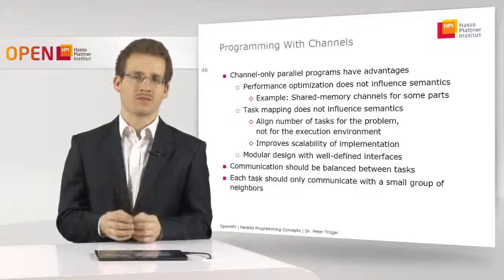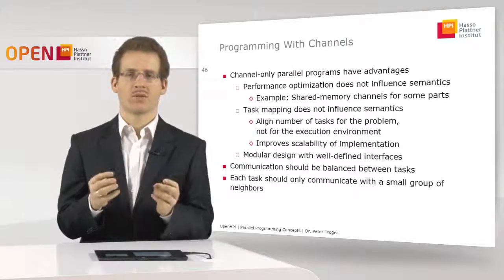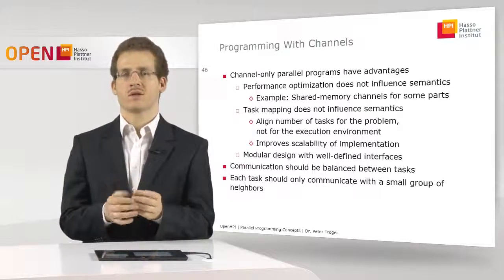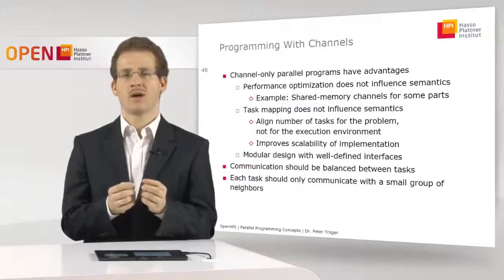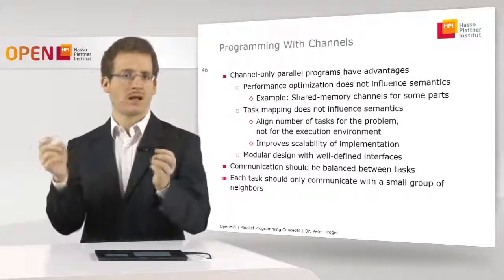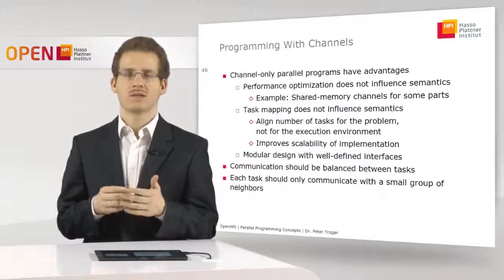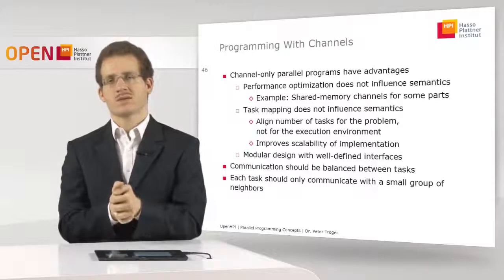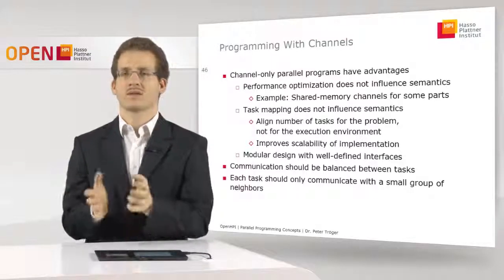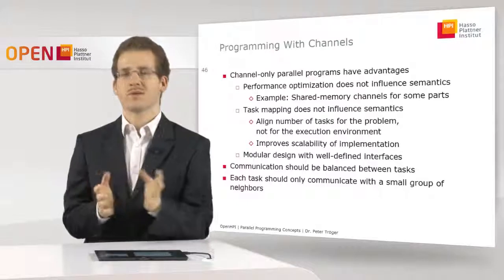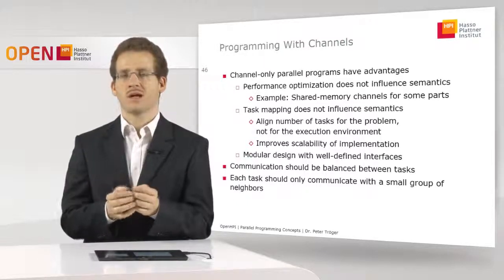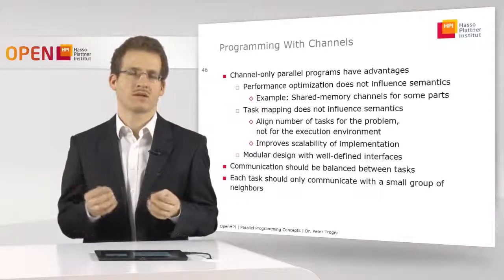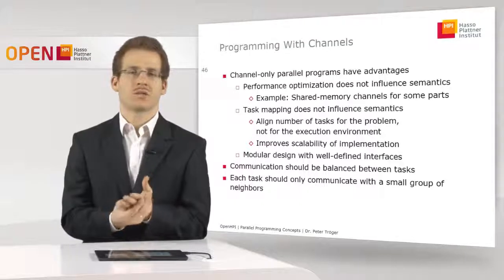The task mapping, the mapping of instances of your parallel program to the execution environment, does not influence these semantics if you use channels, because you clearly say, I want to have a channel between rank A and B or instance A and B. So you basically only talk about the communication behavior of your code, but you're not restricting yourself or binding yourself to a particular style of execution environment. The implementation of your channel library has to deal with the fact that there may be multiple hops between your channel source and your channel destination, but this is then hidden in the channel implementation.